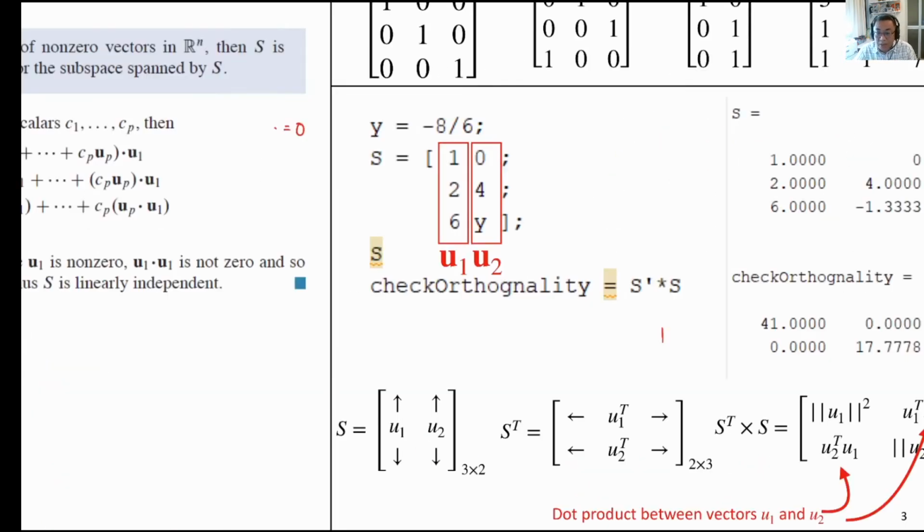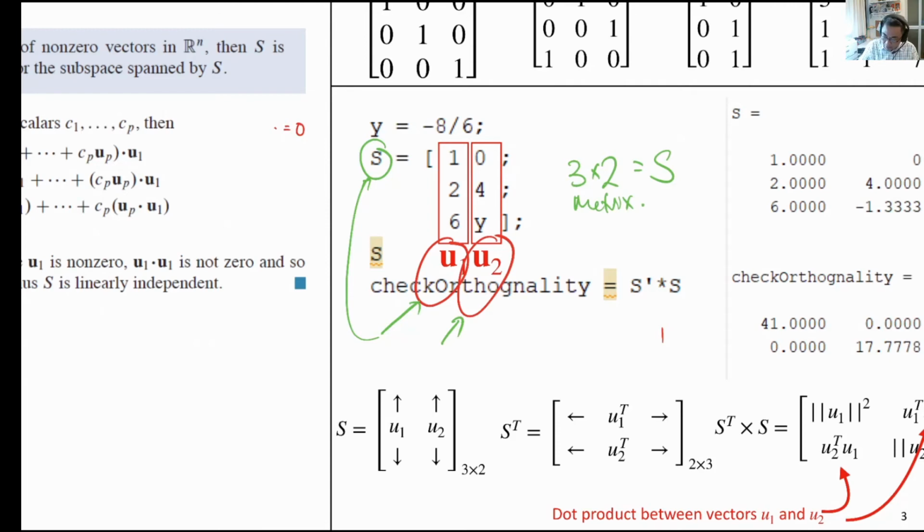What is a quick and easy way to find whether we have an orthogonal set? The idea is simple. You put the vectors you are given, for example u1 and u2, as column vectors in a matrix. So now we have a 3 by 2 matrix S. The column vectors are u1 and u2.